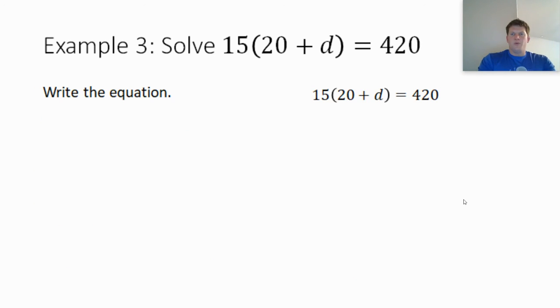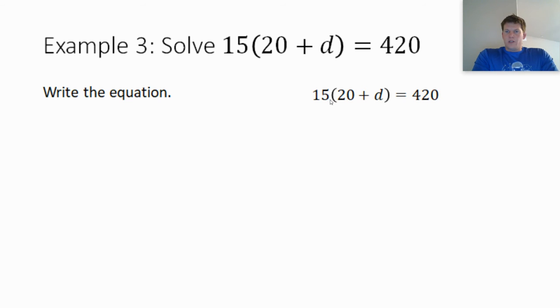Getting into some of our parentheses, getting into some of our distributive property questions, you have 15 times 20 plus d is equal to 420. So we have our equation. Whenever you see these parentheses and a number on the outside, I want you to think of what's called the distributive property. It's called that because you distribute this number on the outside to everything on the inside.